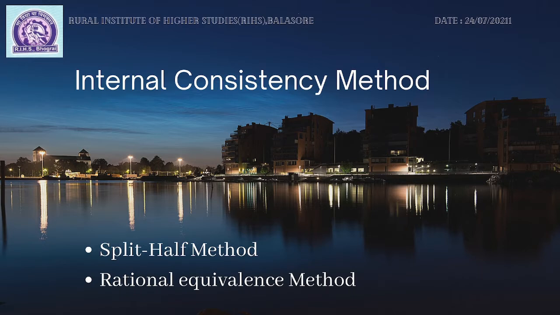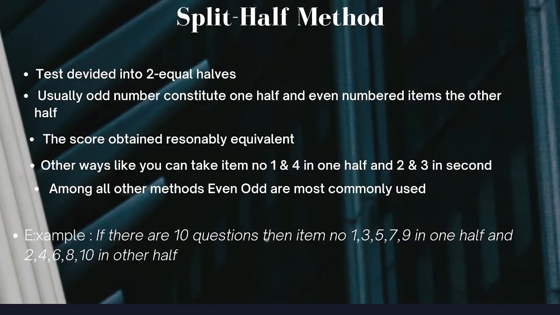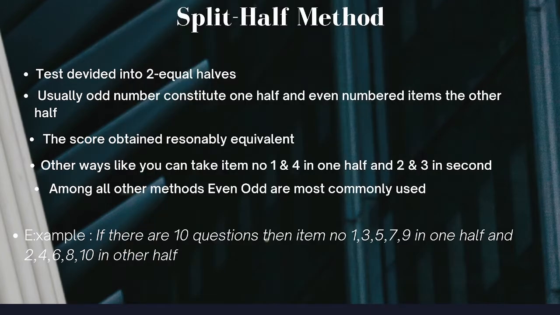Keep watching. The split half method, as the name suggests, splits one test into two equal halves. That means you have to divide one test into two halves. If you have 10 questions, you divide it into 5 questions in one half and 5 questions in the other half. But the most important thing to keep in mind is how you divide it. You can follow different ways, like taking the odd number items in one half and the even number items in the other half.